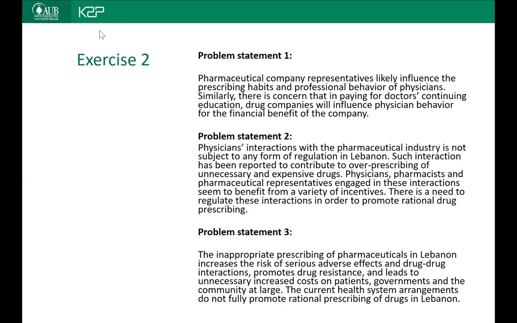Okay, so who votes for problem statement 1? What about 2 and 3? So which of the problem statements would you prefer? So we have 2 individuals saying 2. We have 1 individual saying statement 3. Okay, so 3 individuals voting for 2 and 3 individuals voting for 3.